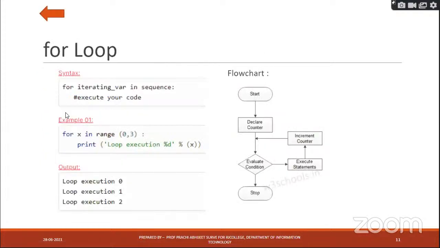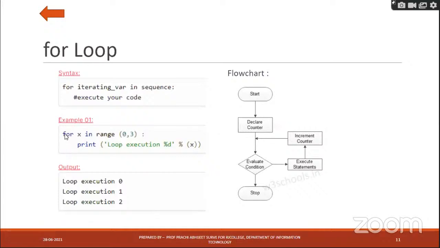Now coming to the for loop. What is the sequence of a for loop? See, how to write it? For iterating var, meaning we need a variable which we have to iterate, in a sequence, and then you need a code. So we will start the program, declare a counter, evaluate the condition. If the condition is true, execute the statement, increment the counter, and then stop it.